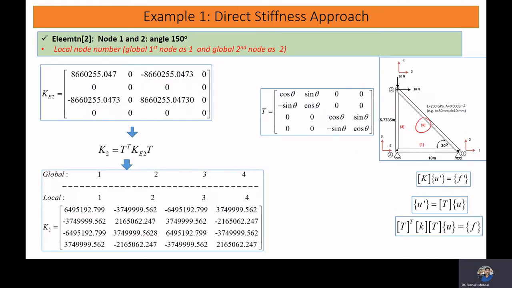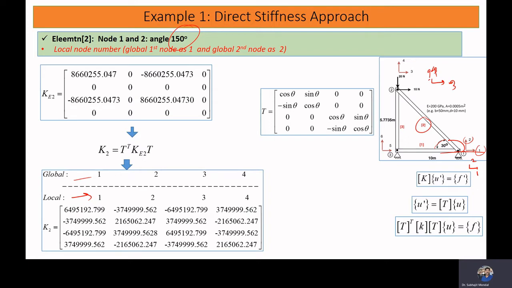Now if you go to the second element, we have local node numbering 1, 2, 3 and 4, and we also have global node numbering as 1, 2, 3, 4. So basically here local numbering and global numbering will be the same. Now since this angle is 30 degree, this element is rotated at an angle of 30 degree. Now if we measure the angle anti-clockwise, the anti-clockwise angle is our 150 degree.